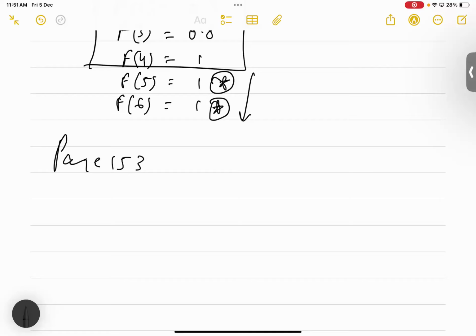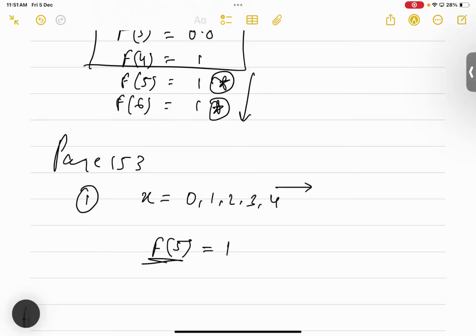You read it now. First MCQ. X is equal to 0, 1, 2, 3, and 4. They're asking F of 5. So F of 5 will be 1. After 4, whatever is there, the CDF will be 1. Did you understand this? It's logical. There is no need to solve anything. All that data is shown just for show, useless.